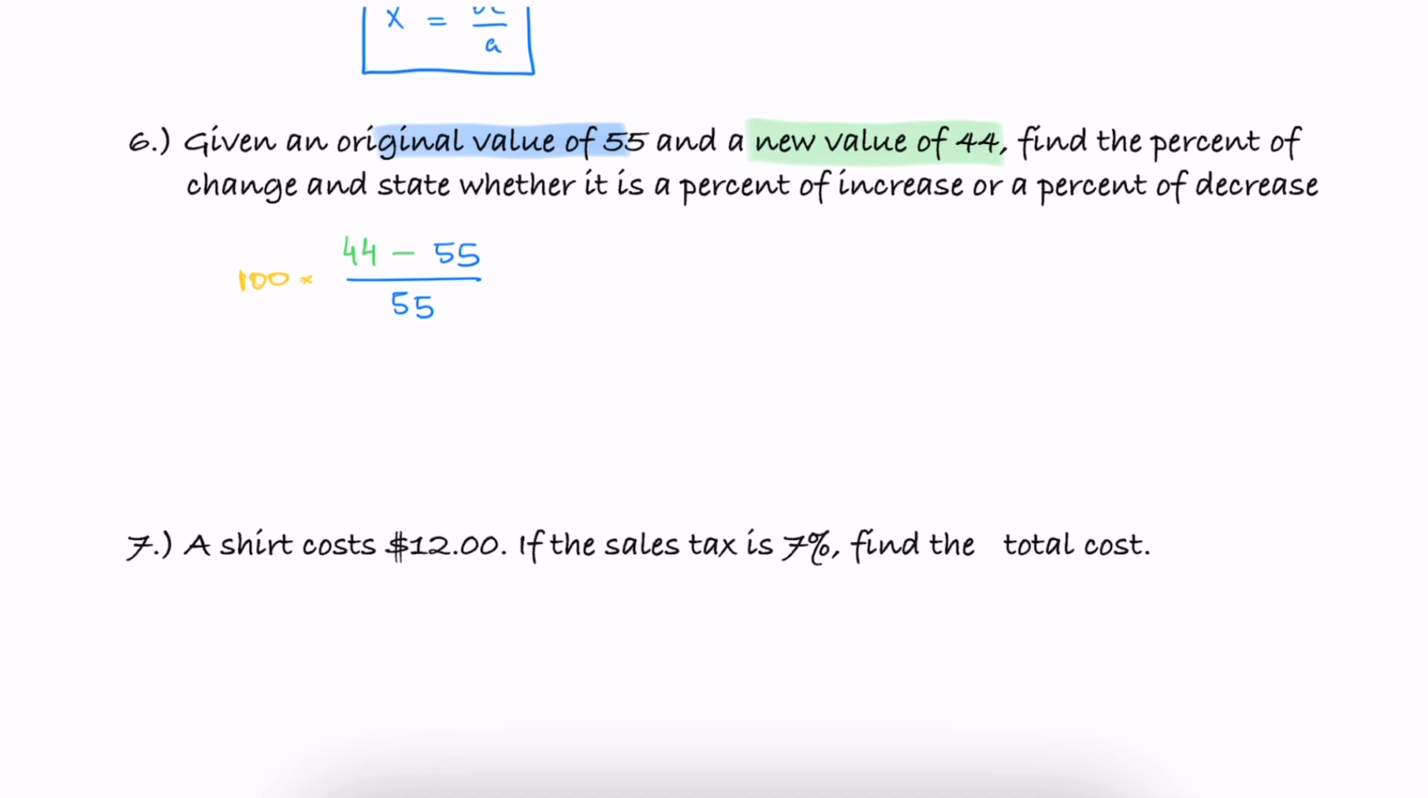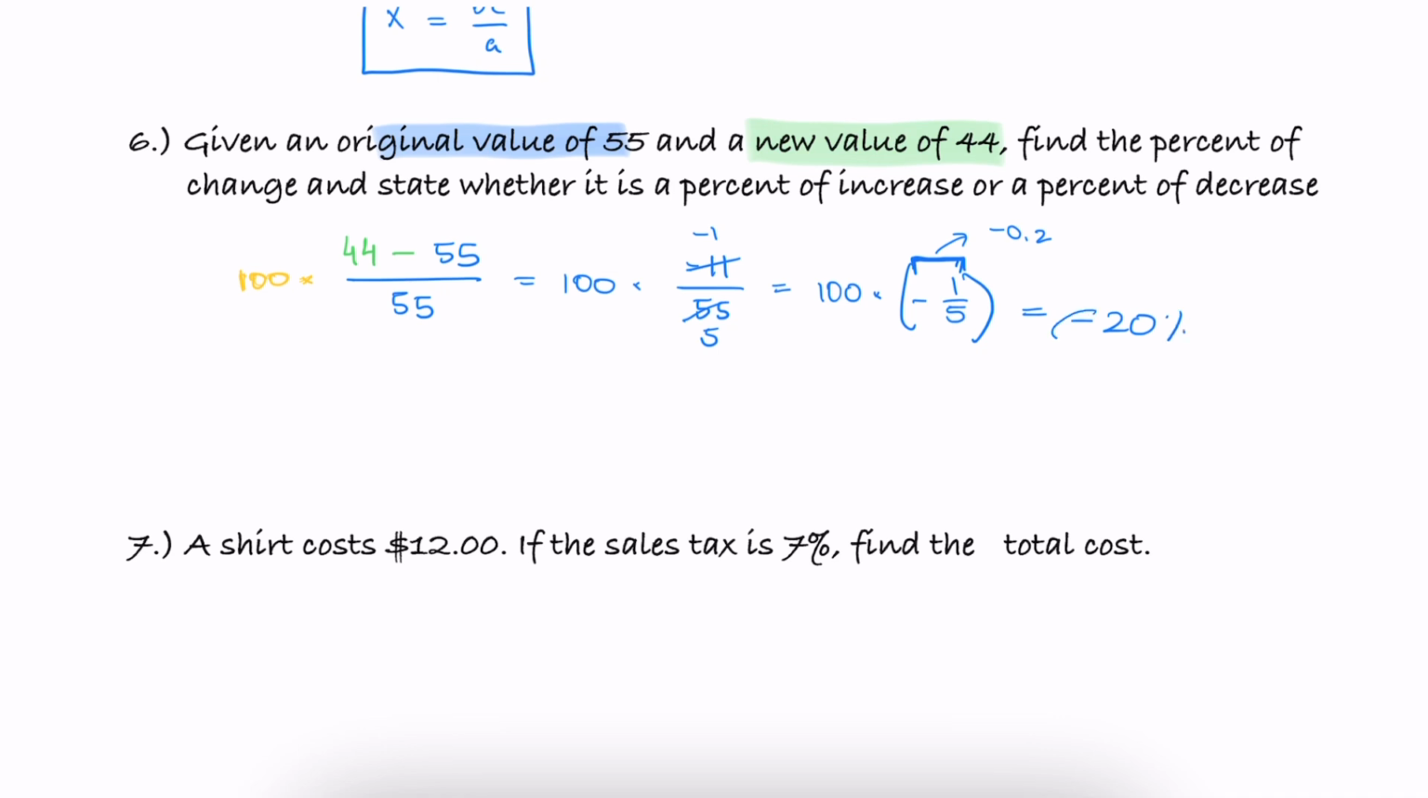So if you multiply that out, we're going to get 100 times 44 minus 55, which is negative 11. So negative 11 over 55. If you cancel some things here, you get 5 here, negative 1 here, and you get 100 times negative 1 over 5. If you put negative 1 over 5 into decimal form, you're going to get negative 0.2. So that means you're doing 100 times negative 0.2, which is negative 20%.